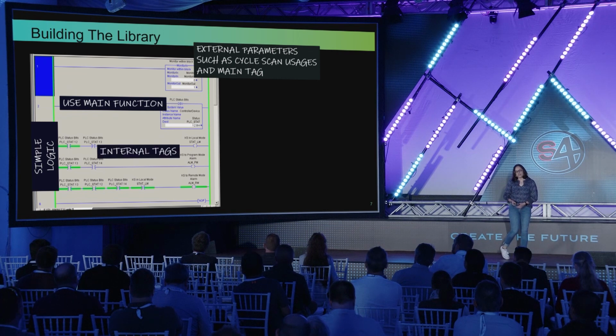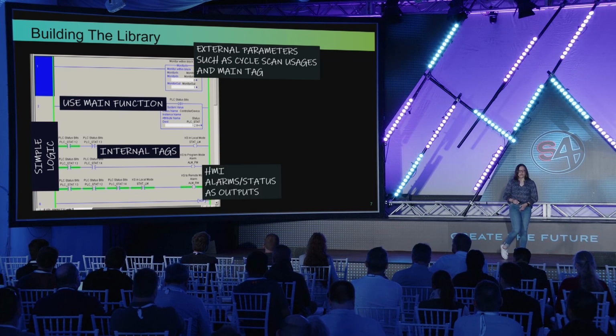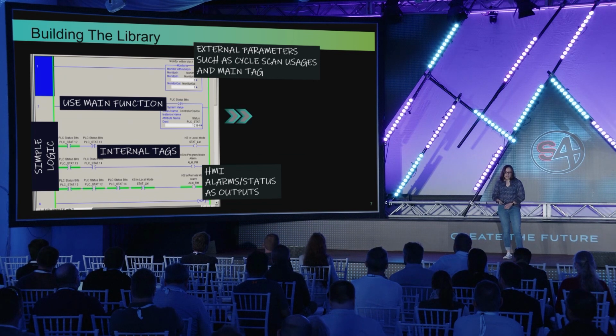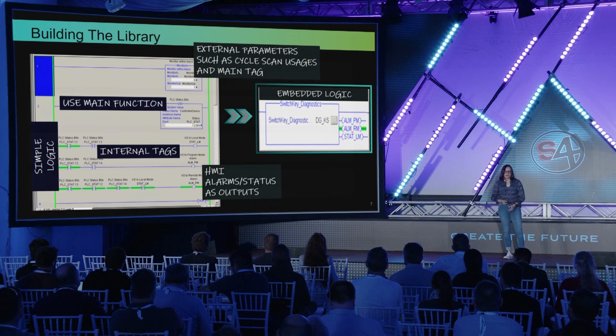And then we also have internal tags. The internal tags are the ones that you don't want to put outside of the logic. That one is integrated in your block, because you don't want that information to be manipulated. It's actually your logic. And then we have your HMI, your alarms. What are you going to trigger in the HMI? And this is the result. So you don't have a big logic. This is not something that will affect your memory.